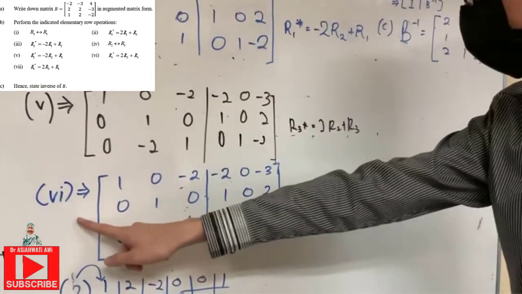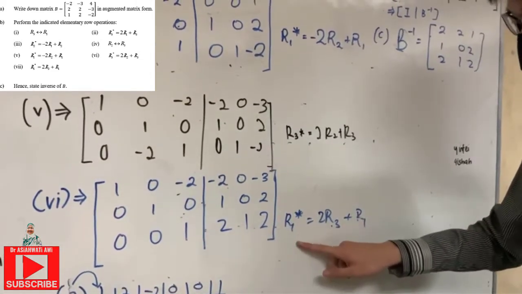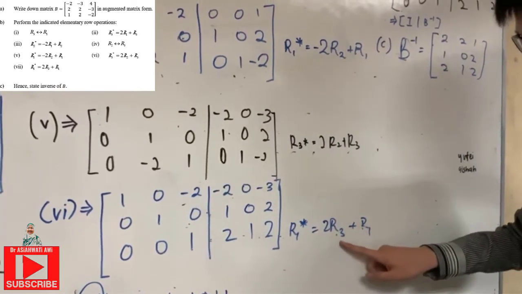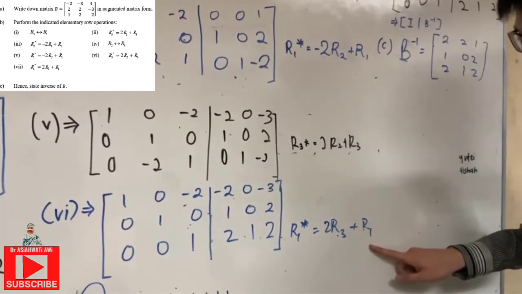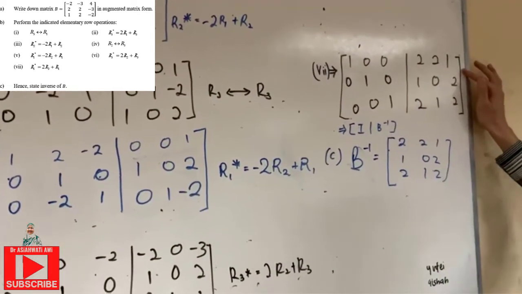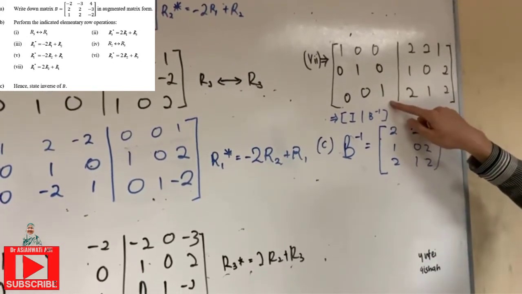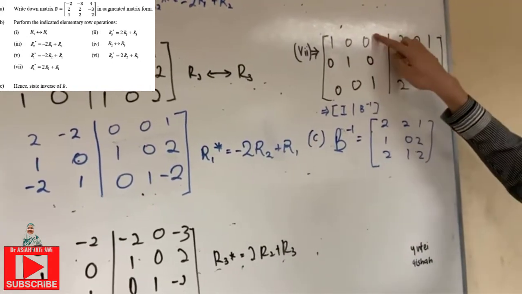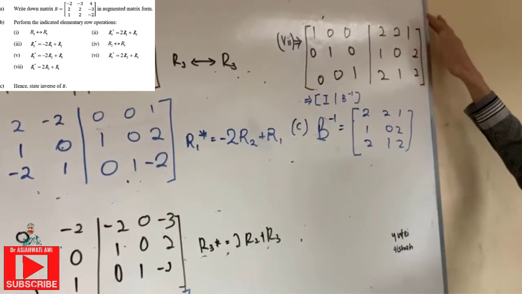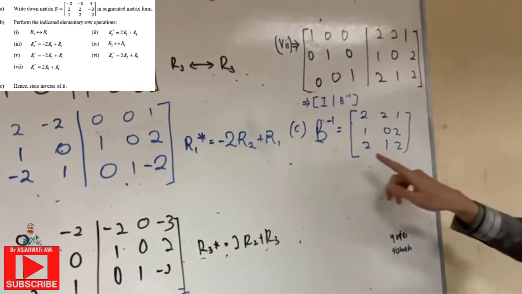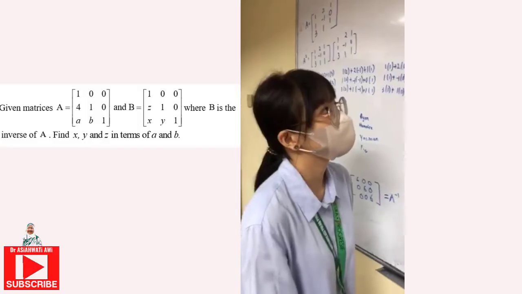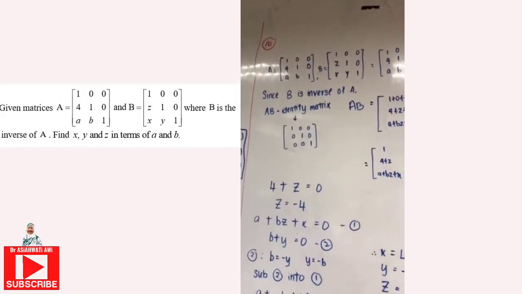And the 6th step is to get the new row 1. To get the new row 1, we multiply row 3 by 2 and then add back the original row 1. So we get the new row 1. And then for the 7th step, we finish now because this is the identity matrix. And so beside the identity matrix, this is the inverse matrix for matrix B. So for C, this will be the answer. Okay, thank you.